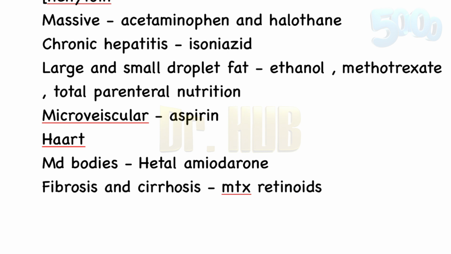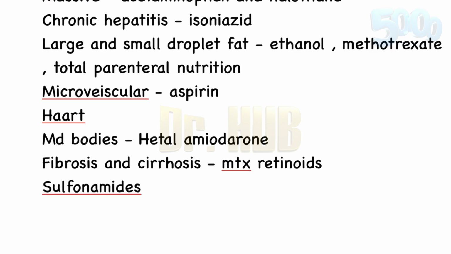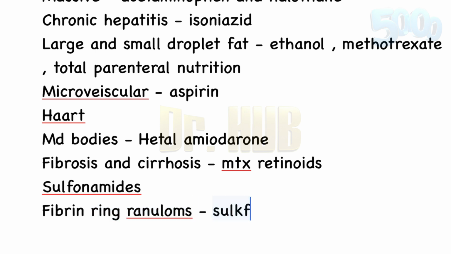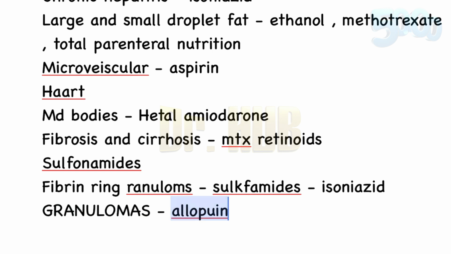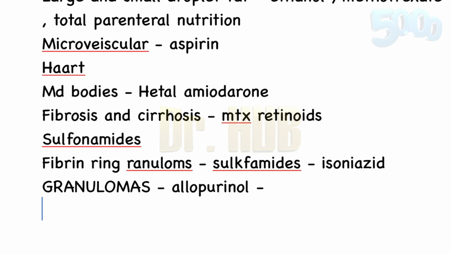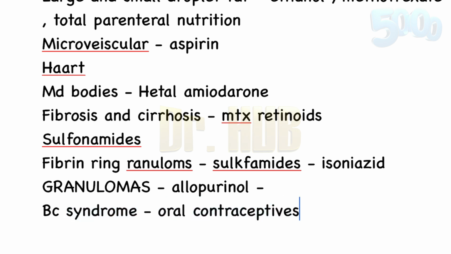The non-caseating epithelioid granulomas involve the sulfonamides as well as amiodarone and isoniazid. Then come the fibrin ring granulomas, there are sulfonamides, amiodarone and isoniazid. And the fibrin ring granulomas involve allopurinol, and Budd-Chiari syndrome is nothing but the oral contraceptives.